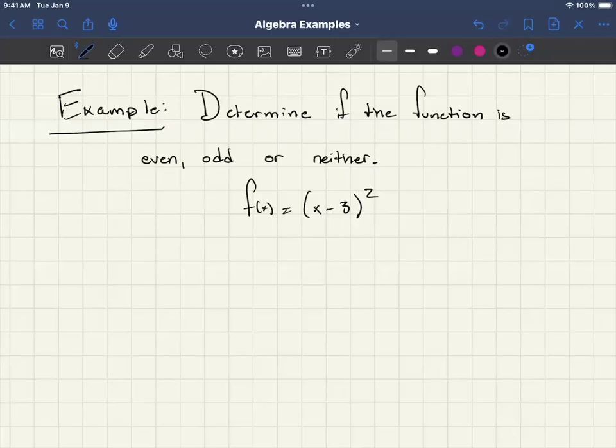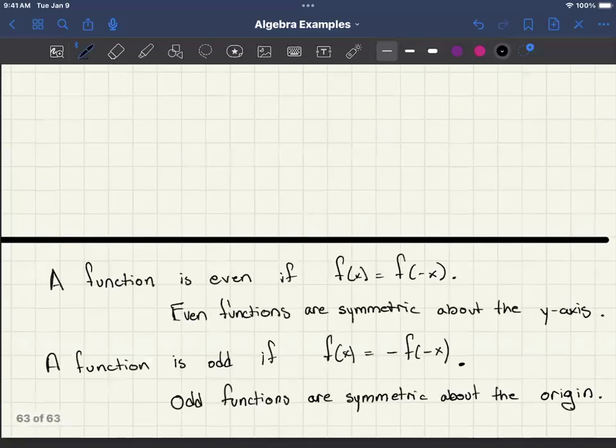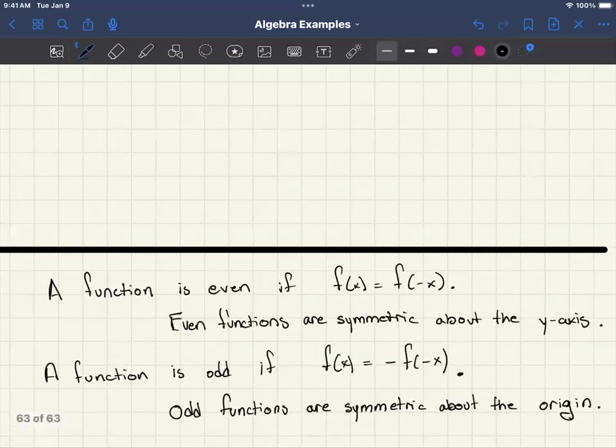Before we move on even further, let's remind ourselves what it means for a function to be even or odd. Functions can be called even, they can be called odd, or they might be neither. We'll start off with the definition for even. A function is even if f of x is equal to f of negative x. So it doesn't matter whether you put in, for instance, the number 1 or the number -1 into your function, you're going to get the same exact output.